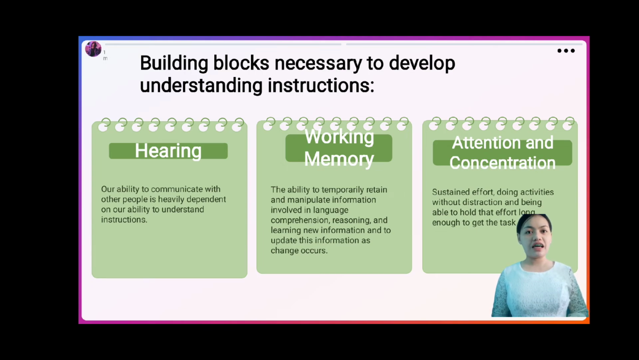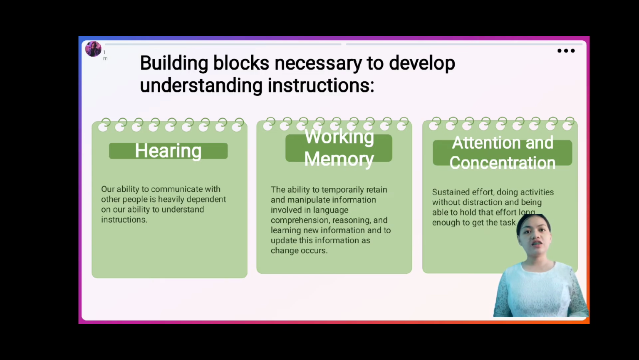Children 1 to 2 years of age can follow simple one-step instructions. Example: give a cup to mom. Then, 2 to 3 years of age can follow two commands. Example: go to your room and get your jacket. 3 to 4 years of age can follow three-part instructions. Example: point to the cat, dog, and monkey.